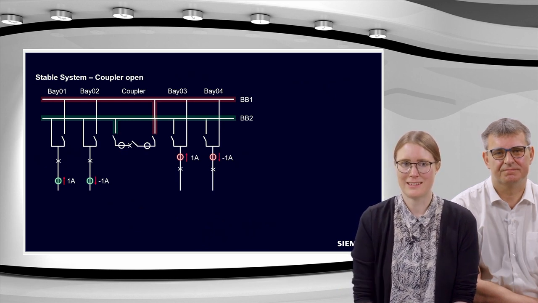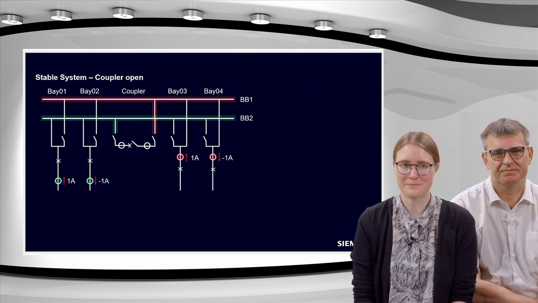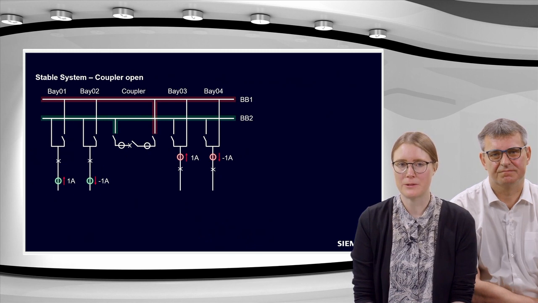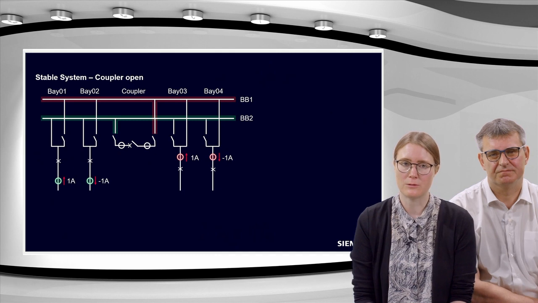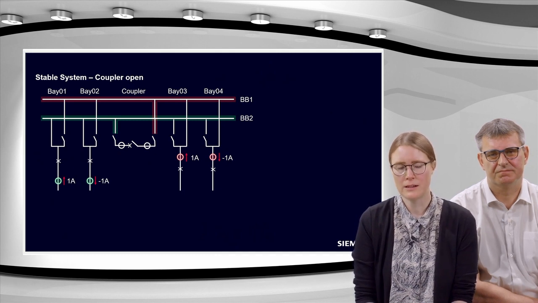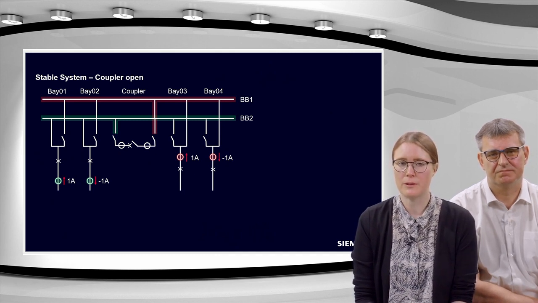The second condition here is with the coupler open. So in this scenario there's 1 amp flowing towards the busbar 2 in bay 1 and 1 amp flowing away from busbar 2 in bay 2. And same for bay 3 and 4, so 1 amp flowing towards the busbar 1 in bay 3 and 1 amp flowing away from busbar 1 in bay 4.